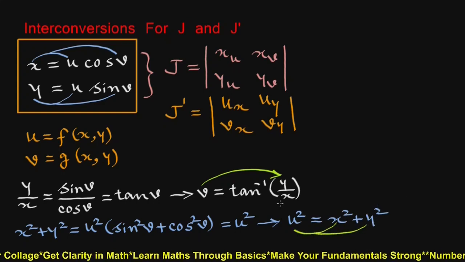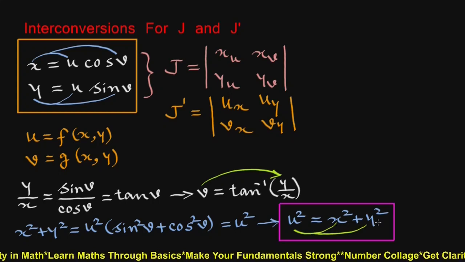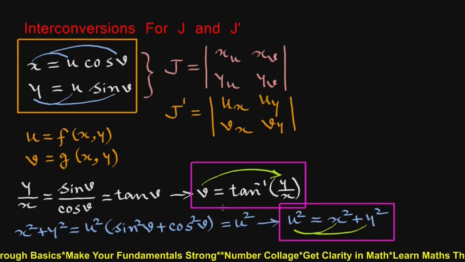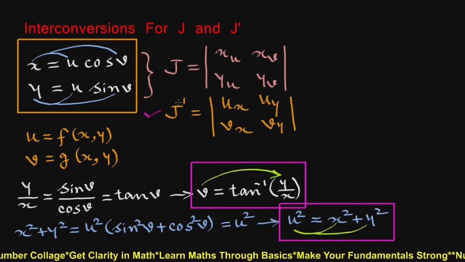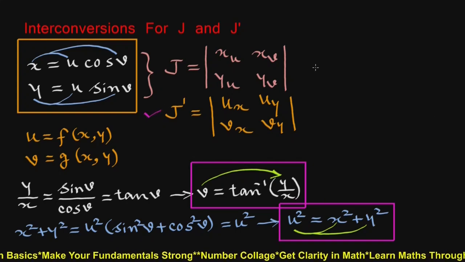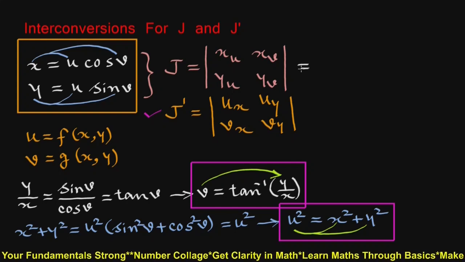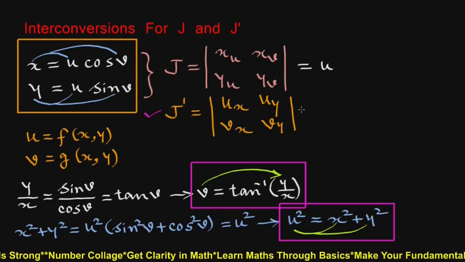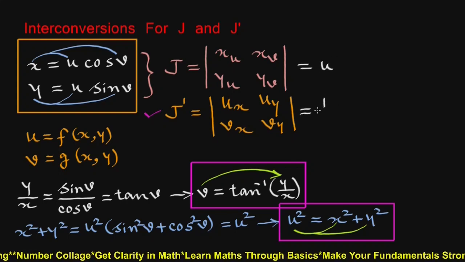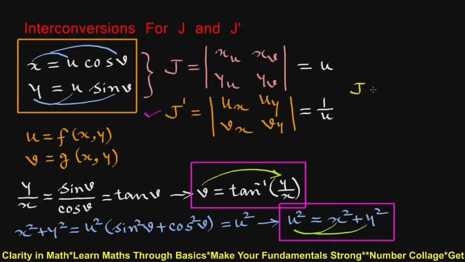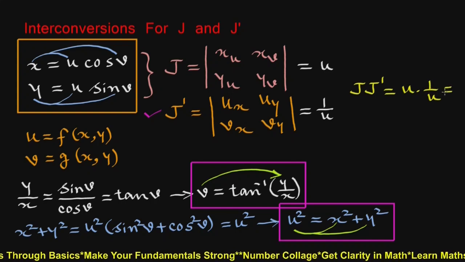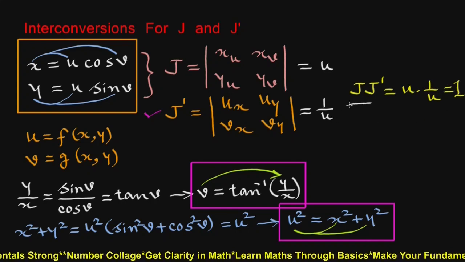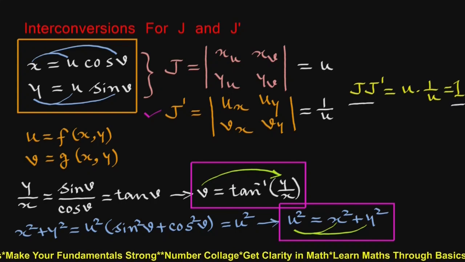So from u square equals x square plus y square and v equals tan inverse y upon x, we can find j dash. After evaluating the determinants, we will get j as u and j dash as 1 upon u. Therefore j into j dash will be u into 1 upon u, 1. So we can prove j dash equals 1.